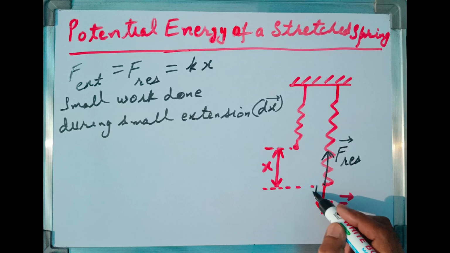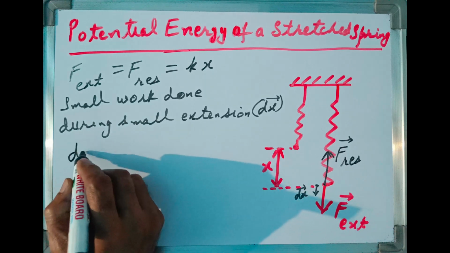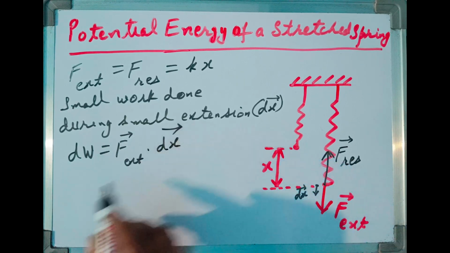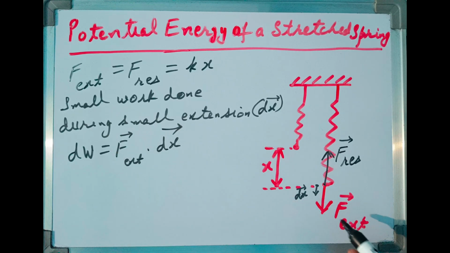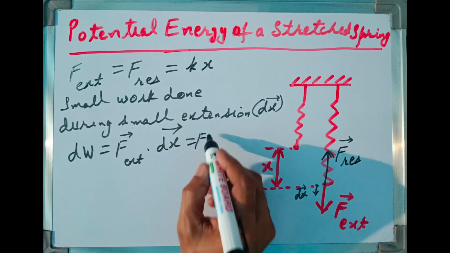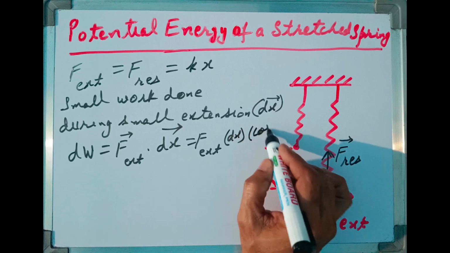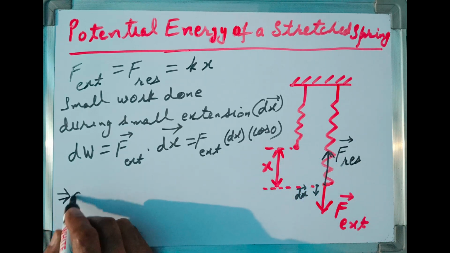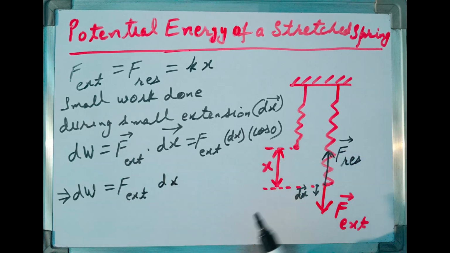Further, if I move through small extension, that is dx vector, from this point to this point, how much work will be done? So dw is equal to F external dot dx vector, because work is calculated as dot product of force and displacement. As it is clear that both F external and dx vector are parallel to each other, so angle between these two is 0. So we can write F external dx multiplied with cos of 0. A vector dot B vector is AB cos theta. After simplifying, I can write it is equal to F external into dx because cos 0 is 1.